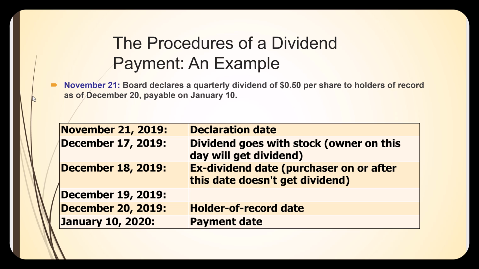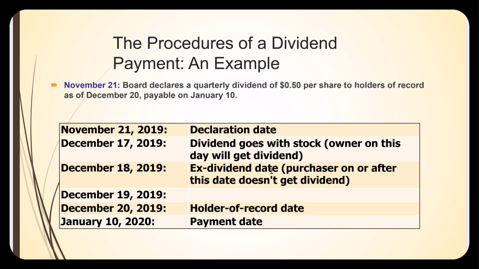So let's talk about the procedures of a dividend. So we kind of understand how the mechanism works here. So what's going to happen? There's a declaration, right? On November 21st, we got this announcement. We're going to declare a quarterly dividend of 50 cents to everybody that's a record holder or owner on December 20th, and it's going to be paid on January 10th.